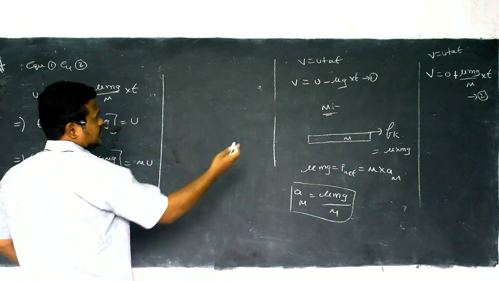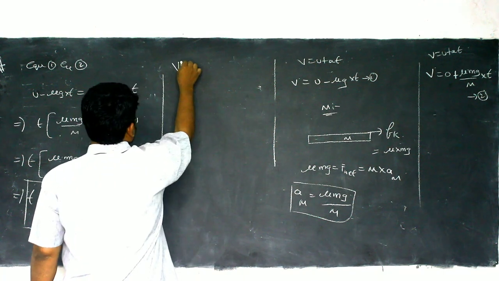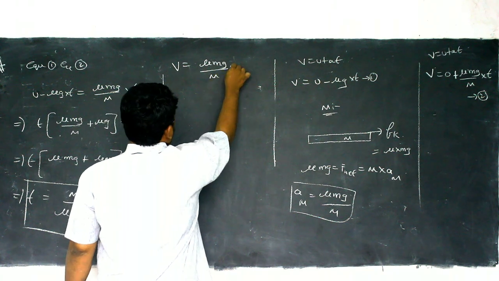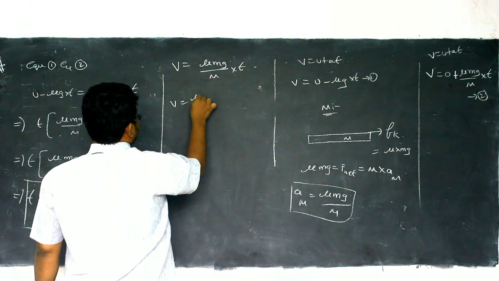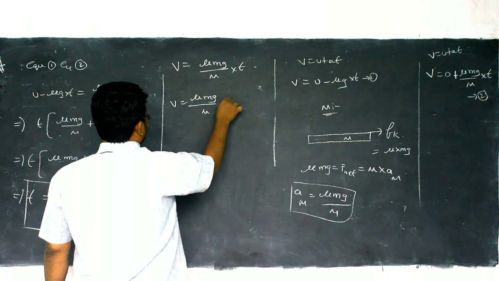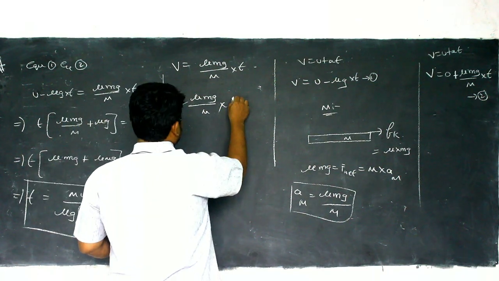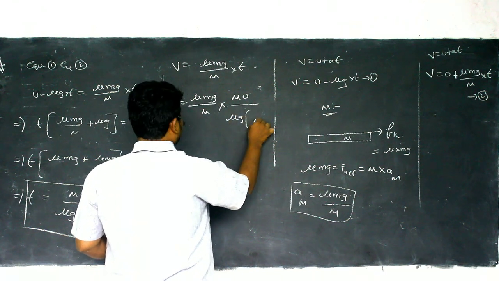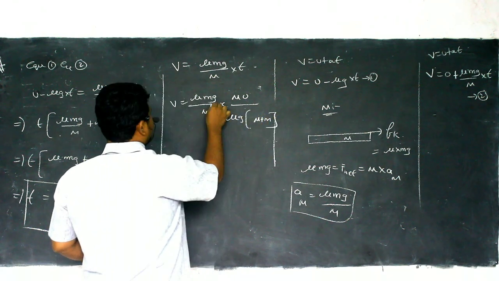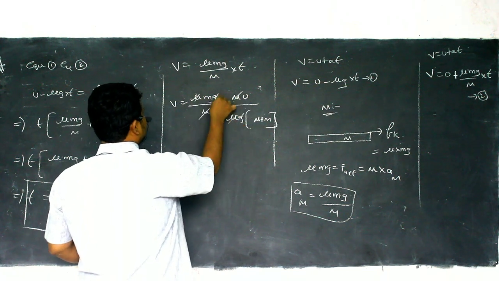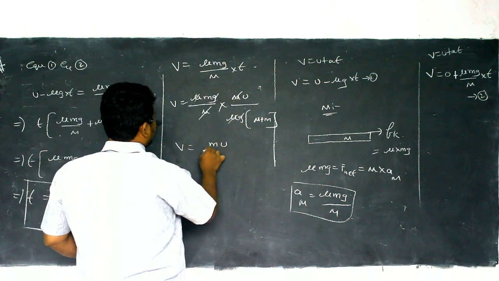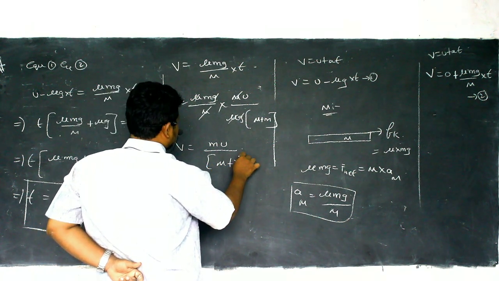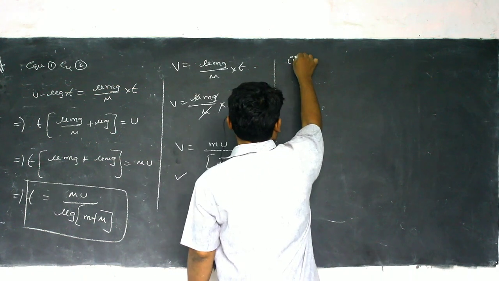Which equation shall I take? I will take the second equation. So the final velocity is V = μmg divided by capital M into T. The time relation is M into u divided by μg into (M plus m). So μg gets cancelled, and V is equal to m u divided by (M plus m). This is the second condition.